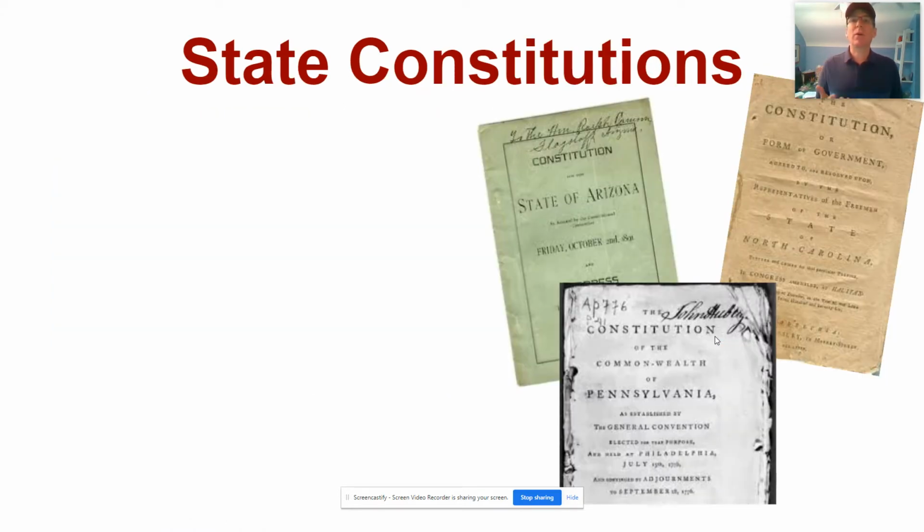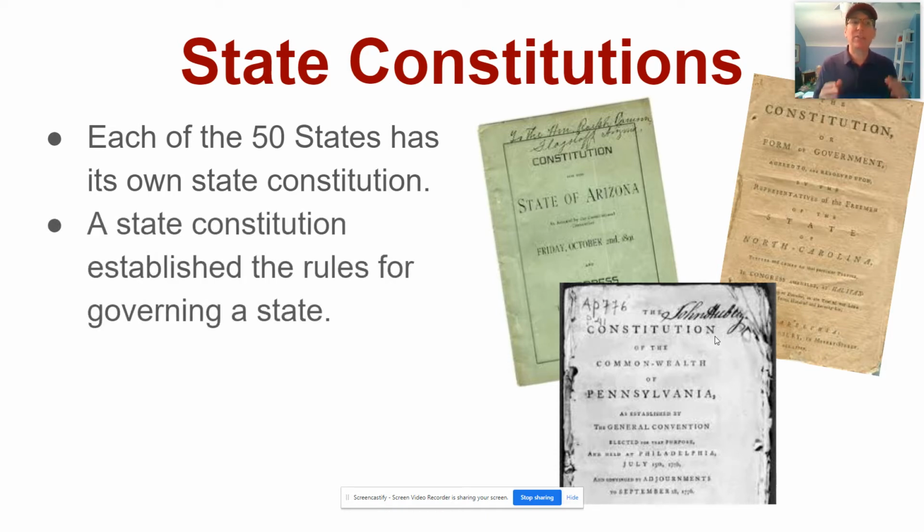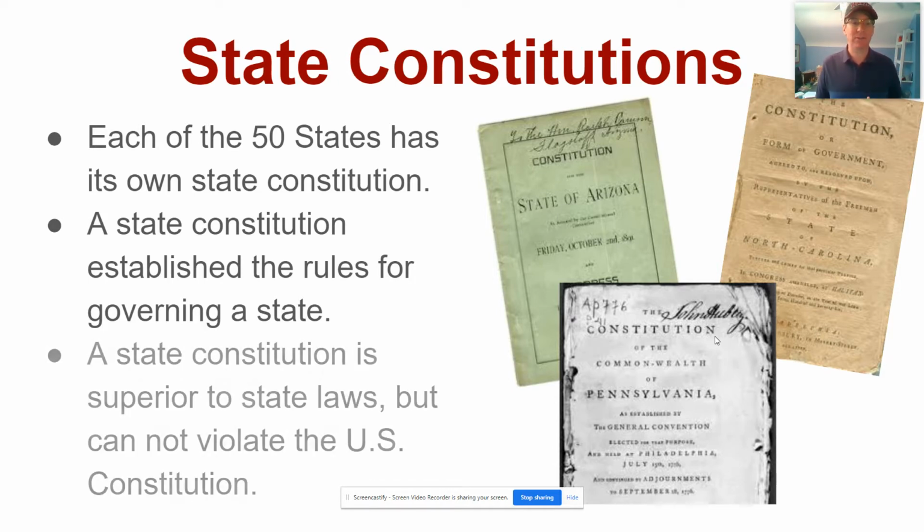So, we're going to start with the basis of state government, state constitutions. Each of the 50 states of the United States has its own state constitution. Now, a state constitution is that document that establishes the rules for how government works. Just like we have a federal constitution, we have state constitutions as well, and it is the rule book, the playbook for how government functions.